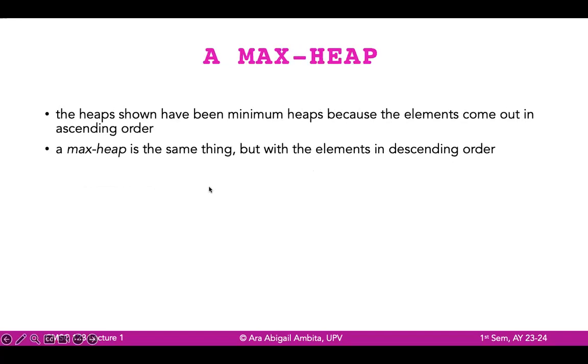Okay, so what would be the runtime then? The heaps should have been shown as minimum heaps because the elements come out in ascending order. If we use a max heap instead, it would be the same thing, but the elements would be in descending order. So in the max heap, the parent will always be greater than or equal to its child. So essentially, the root will have the maximum value.